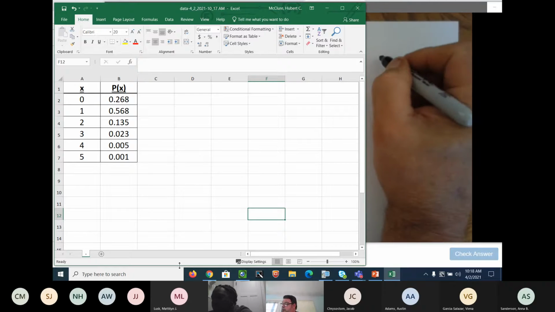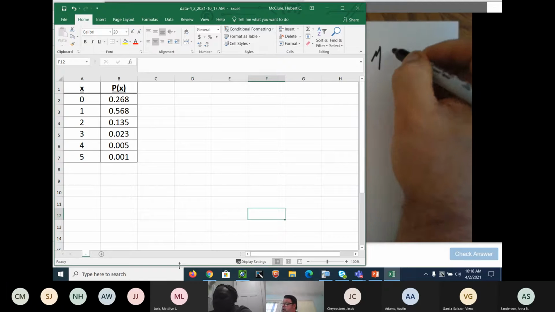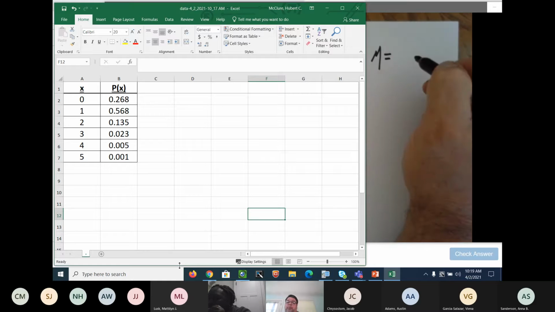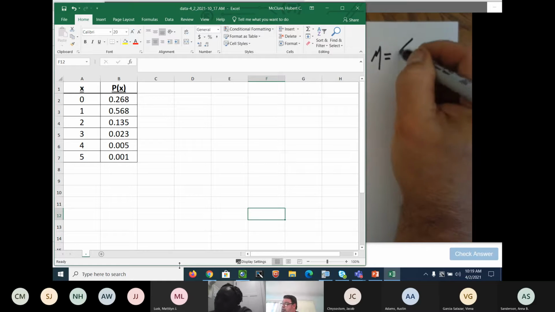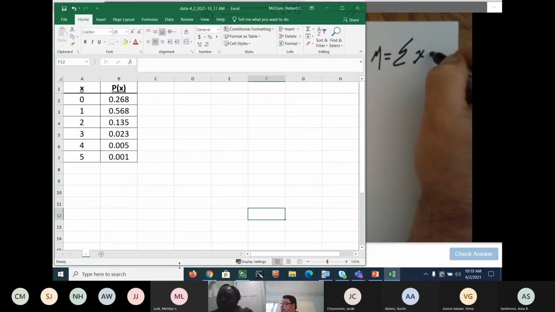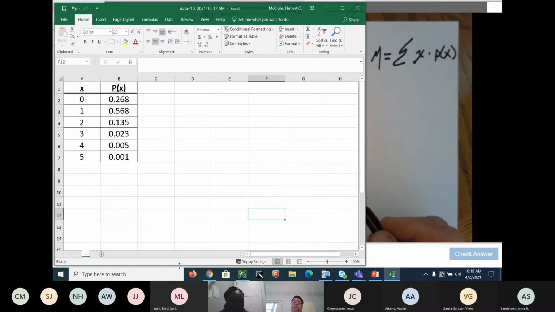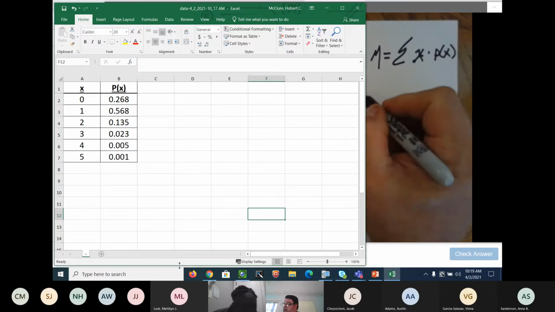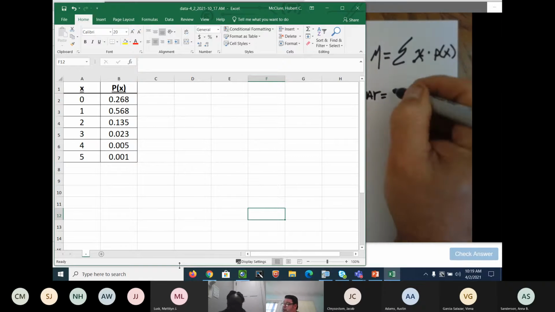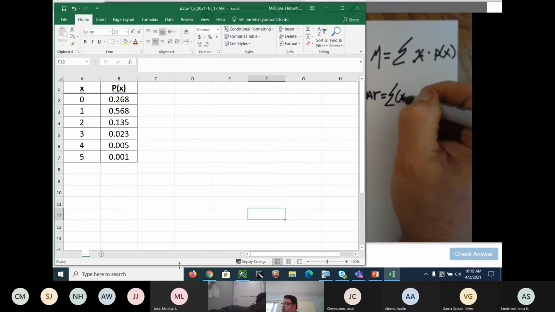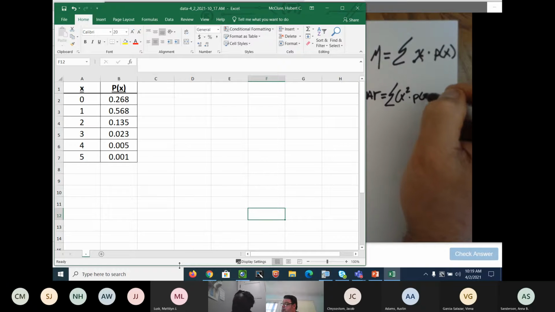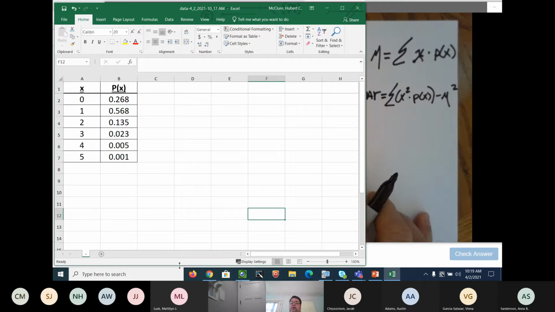So our first formula is the mean of the frequency distribution or probability distribution, and that is the summation of x times p of x. Okay? X times p of x. And the variance is equal to the summation of x squared times p of x minus mu squared. That's called the variance.